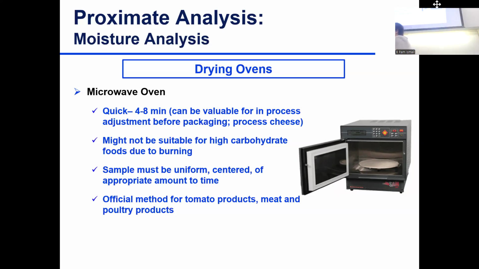Well, you might get burning of high carbohydrate. You might then get overestimation. It's really good for cheese. You'll see that you have good, accurate results for cheese samples. But the idea is to make sure that your sample is uniform, centered. So a very thin, uniform layer when you put it in the microwave. And it's very quick, 4 to 8 minutes. And the pilot plant uses it as quality control, a quick measure for moisture content.